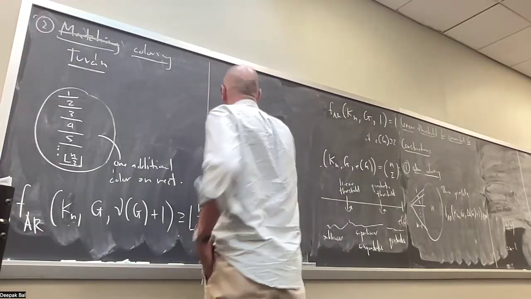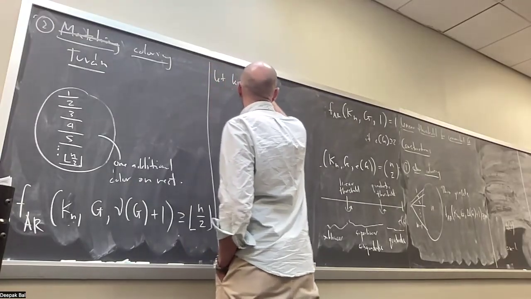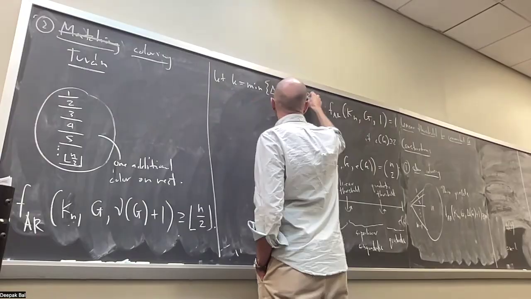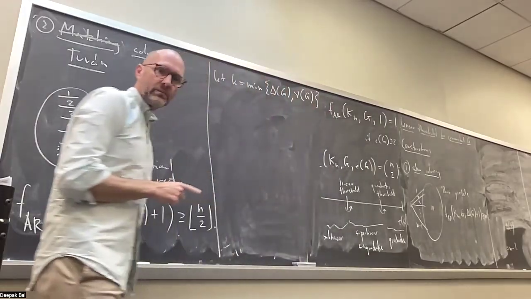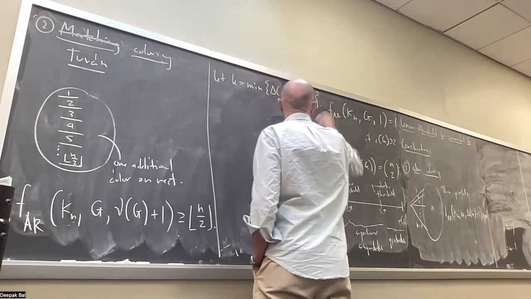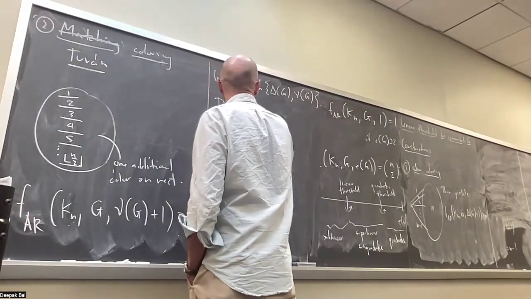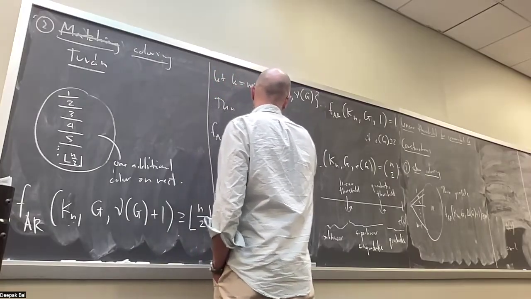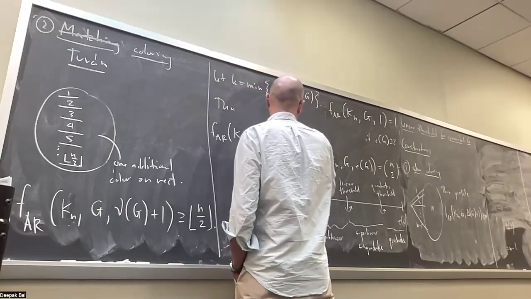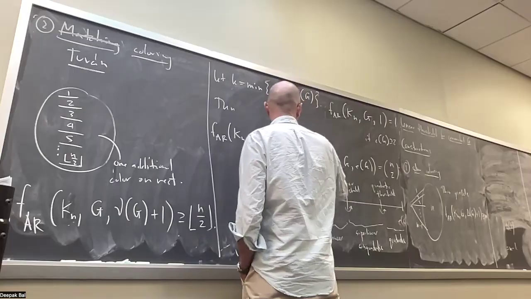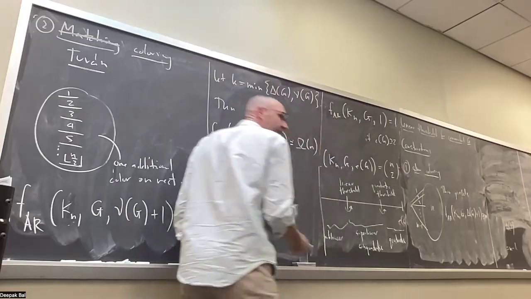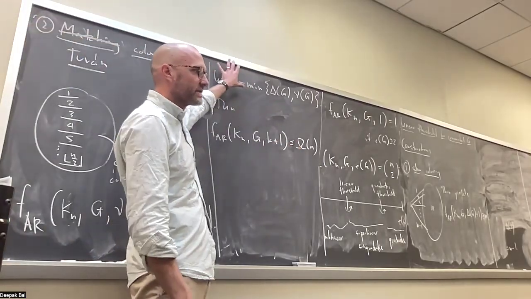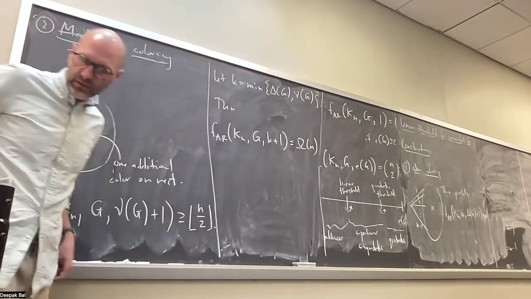So if we let K equal the min of the max degree and the matching number of our graph, then what we've done is shown that FAR of AN G at k plus 1 is at least linear. So as soon as I hit k plus one, I'm linear. Does that make sense? Where k is the minimum of the max degree and the matching number.